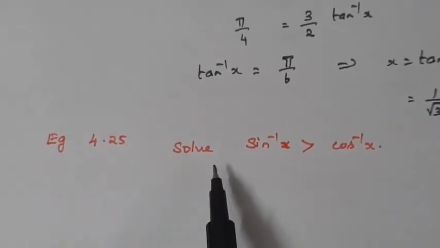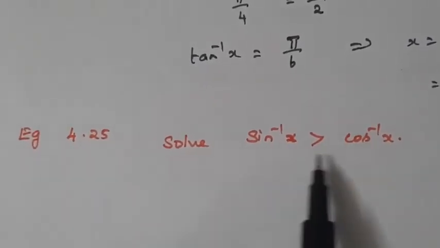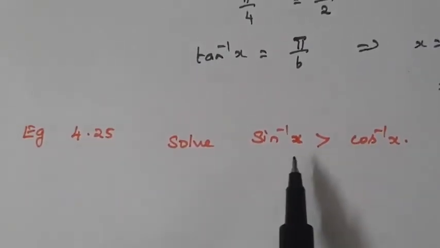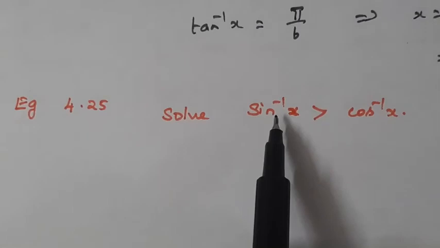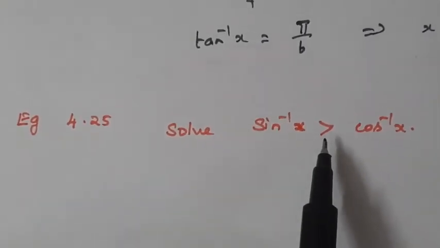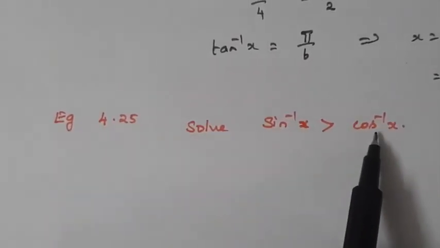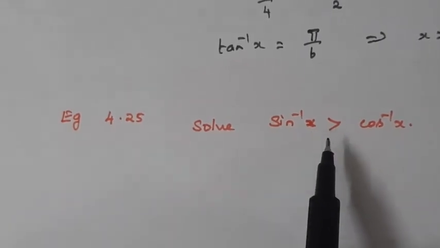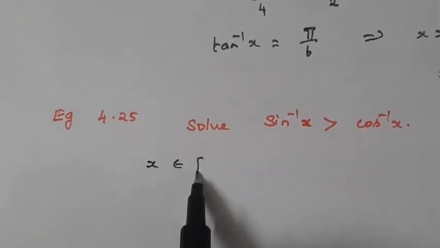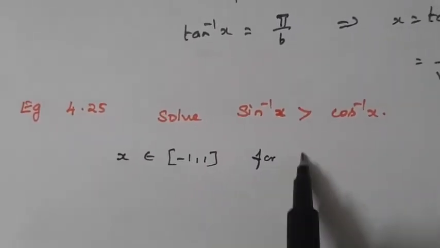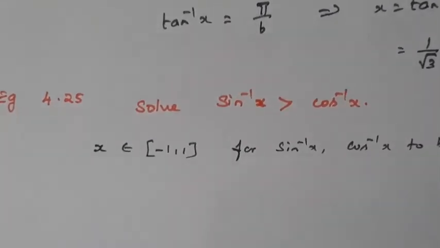Next example 4.25 is solve sin inverse of x greater than cos inverse of x. So this inequality is given, and using it we are going to find the value of x which satisfies it. Now you know that for both sin inverse and cos inverse, the domain must be the closed interval minus 1 comma 1. So x must belong to the closed interval minus 1 comma 1 for sin inverse of x and cos inverse of x to be well defined.